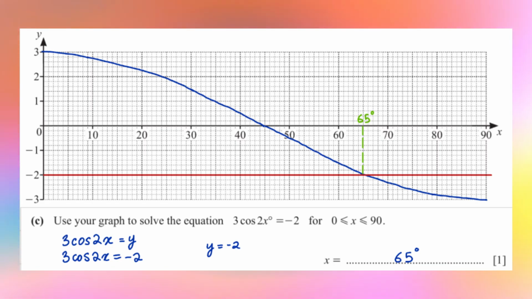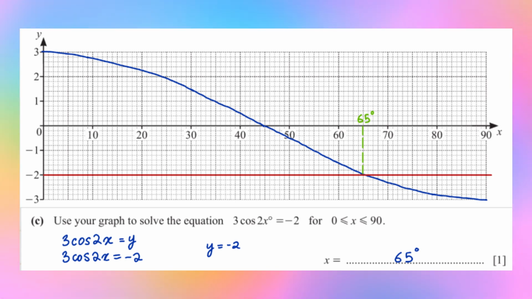Now to solve for part C. It says to use your graph to solve the equation 3 times the cosine of 2x equals minus 2 for x from 0 to 90 degrees. For this, we know that y equals 3 times the cosine of 2x. This means that y equals minus 2 here. So first, we draw a line across the graph from where y equals minus 2 on the y-axis. I've drawn this in red color here.